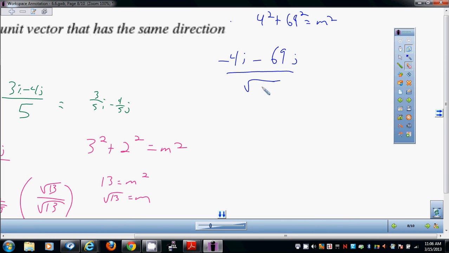You have to rationalize it. So, because of our lovely number choice, it would be 4 radical 4,777i over 4,777 minus 69 radical 4,777j over 4,777.